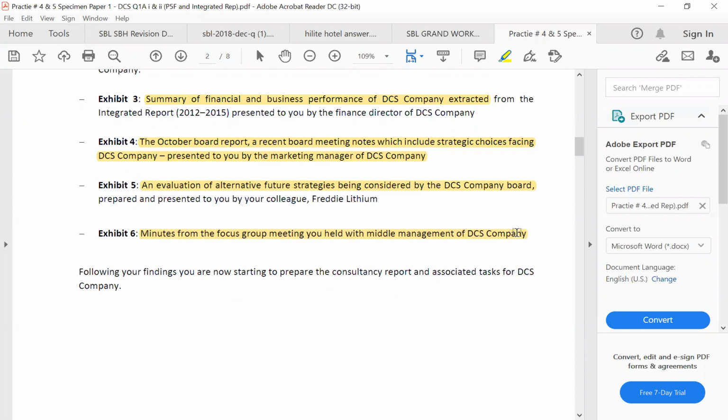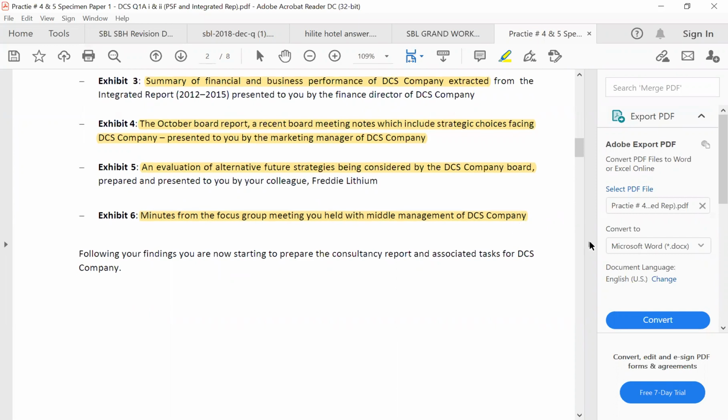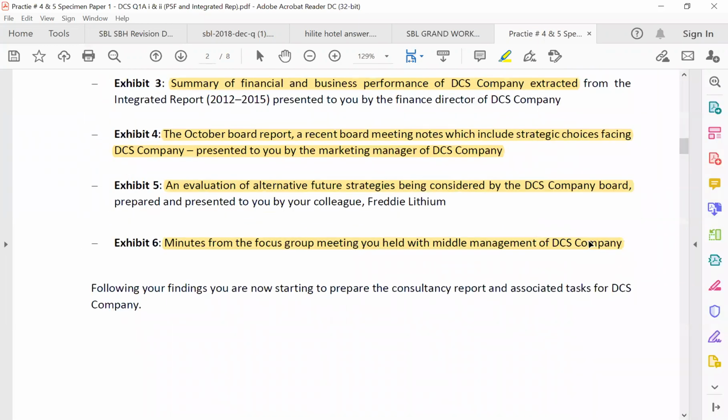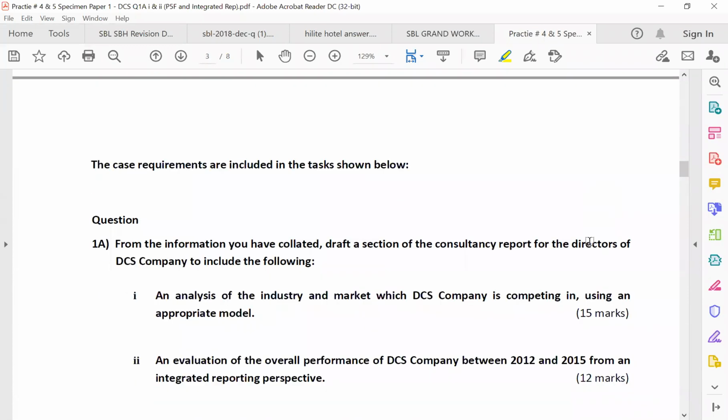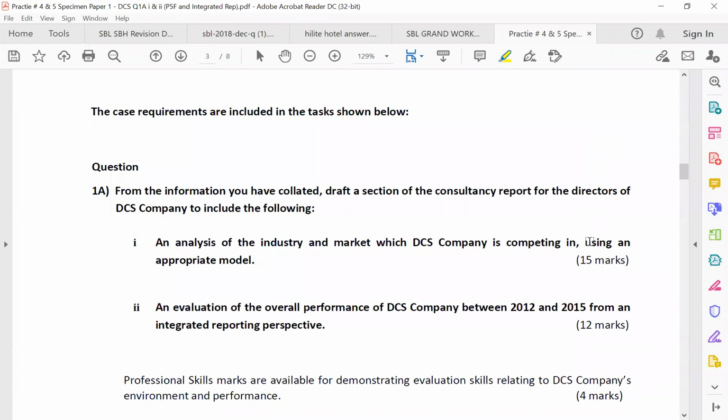But I have told you before that I am not going to read out all these exhibits. I have made a very good extraction from this question. The case requirements are included in the task shown below. Question number 1A. From the information you have collected, draft a section. You are not told to draft the entire report.